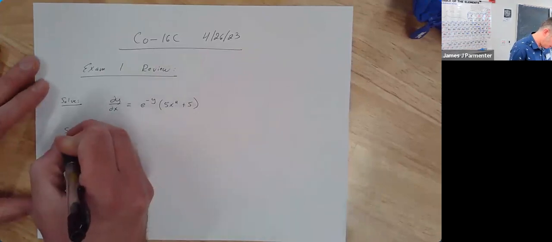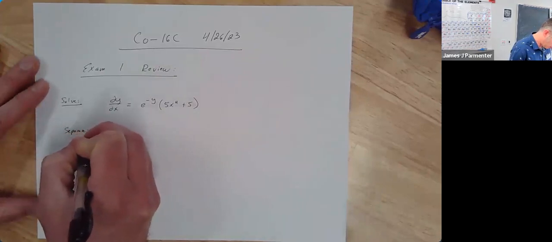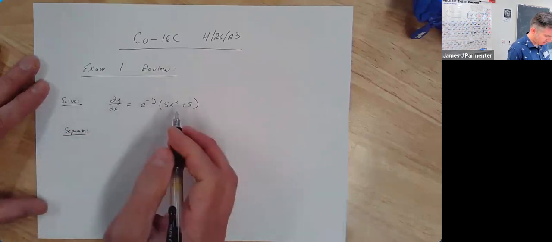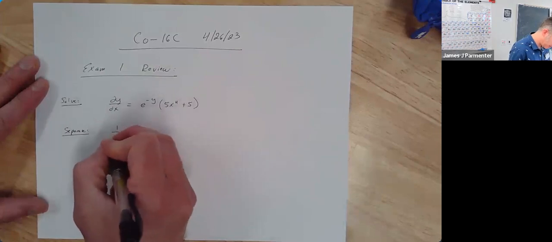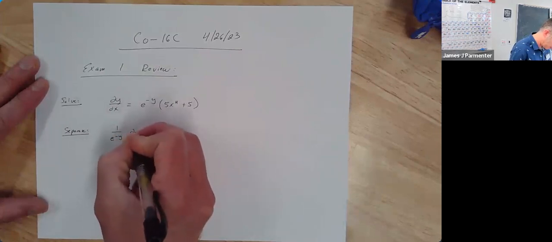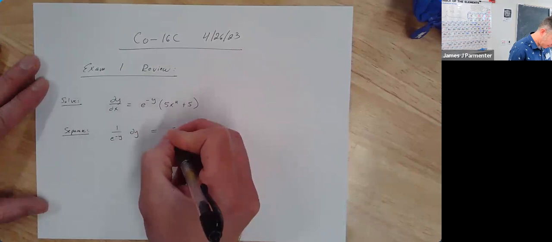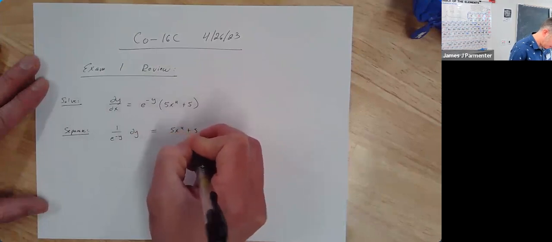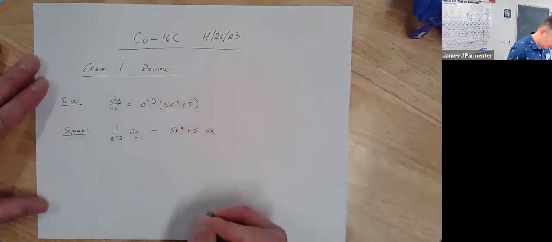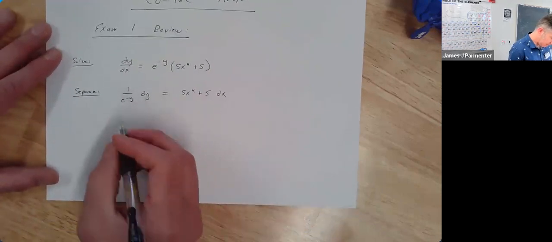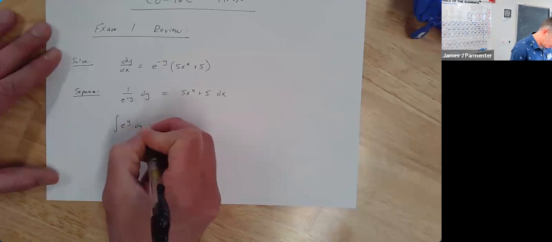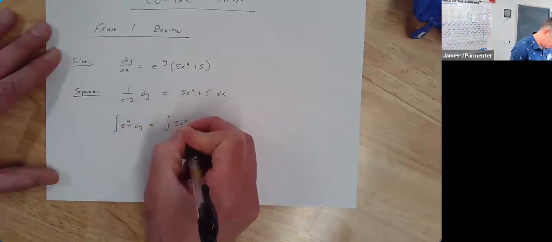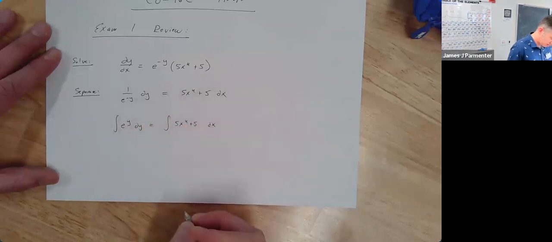So we're going to separate. We're going to bring the y's to the left, the x's to the right. So if I divide by e to the negative y, it feels kind of silly to write it like that, but we can write it like that. And then we're going to have a 5x to the 4th plus 5 times dx. And then integrate both sides, but I'm going to rewrite this as the integral of just e to the y. And this is the integral of 5x to the 4th plus 5 dx.